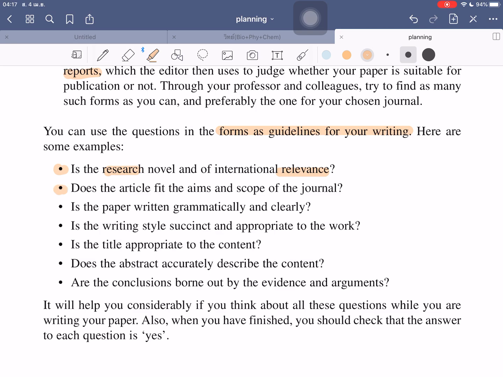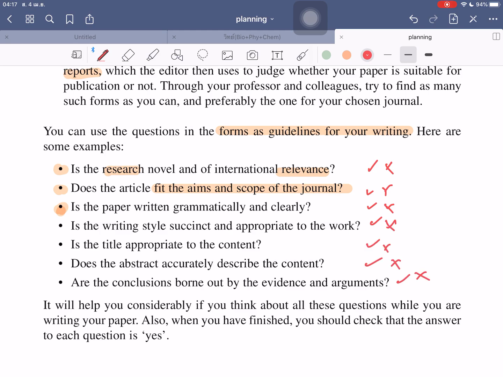Number 2, does the content fit into the aims and scope of the journal or not? The answer can be yes or no when they evaluate any paper.